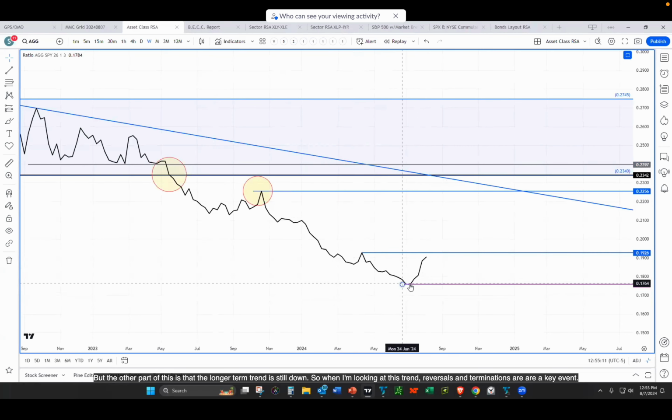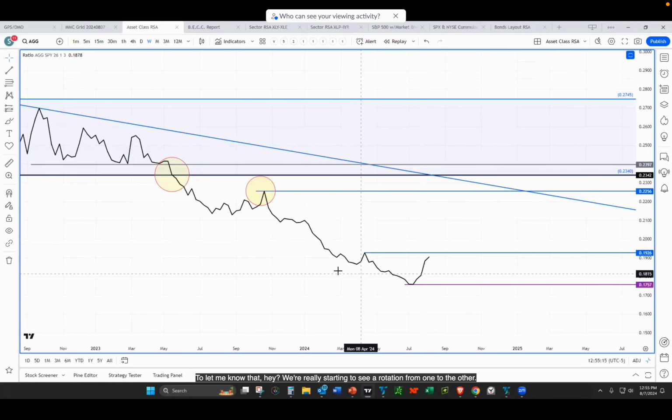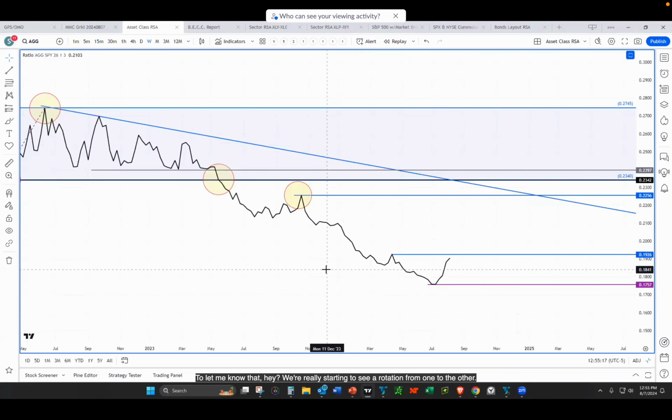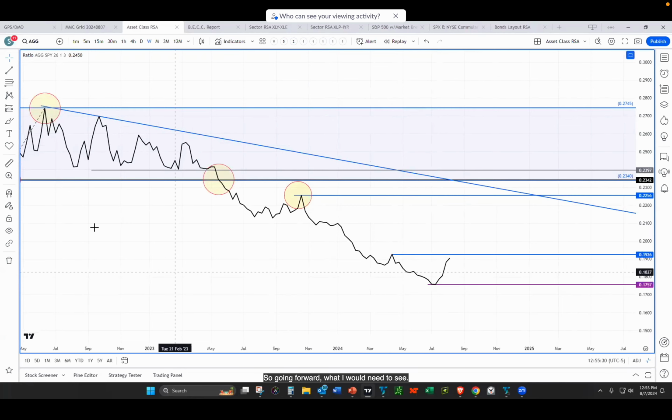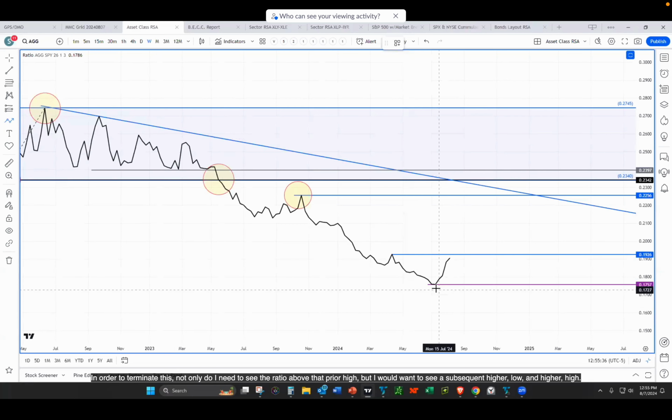So when I'm looking at this, trend reversals and terminations are a key event to let me know that we're really starting to see a rotation from one to the other. And at this particular spot, we've got 1926 for the most recent swing high and 1757 for the most recent swing low.